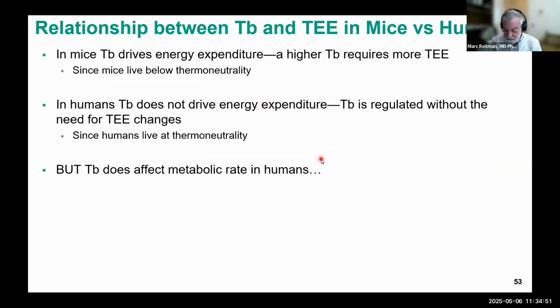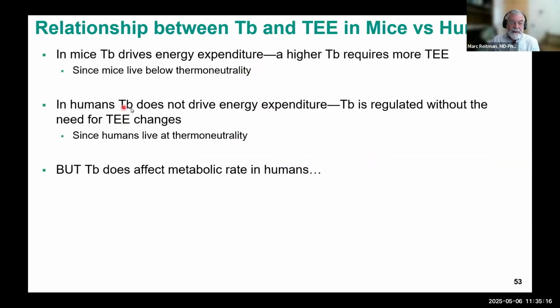So I want to close. Yeah, I'm talking too fast. I want to close a little bit about the relationship in body temperature and energy expenditure in mice compared to humans. In mice, body temperature drives energy expenditure. A higher body temperature requires more energy expenditure, and that's a consequence of mice living below thermoneutrality and having such great amounts of heat loss.